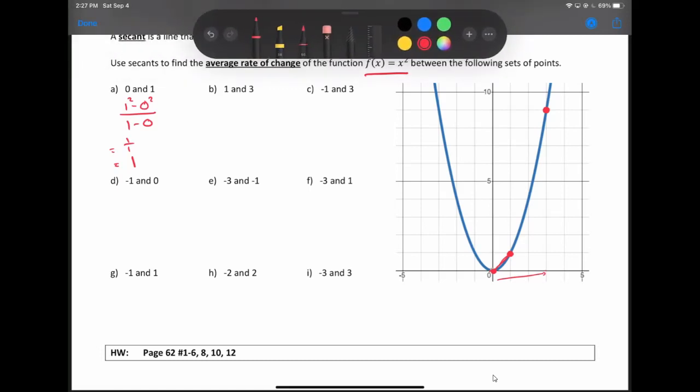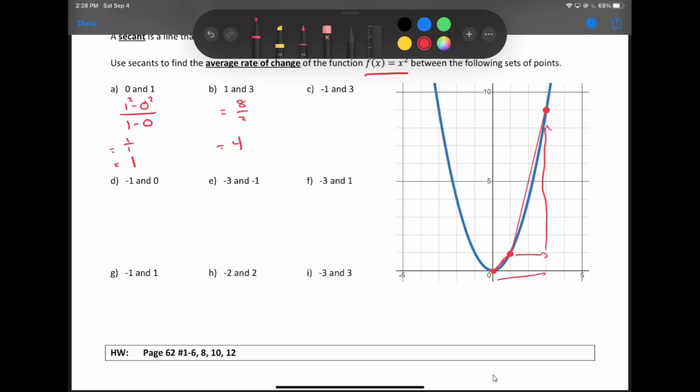You know what? There isn't. Let me try this on here. There is an actual fanciness. I don't know how well this is going to work, but we'll give it a shot. I think that looks pretty good. Okay, so there we have a straight line between 1 and 3. And between 1 and 3, we went over 2 and up 8. So our slope's just going to be 8 over 2 or 4.